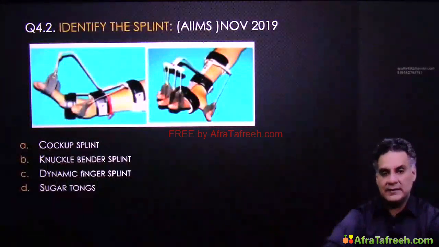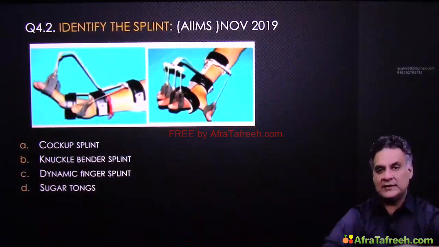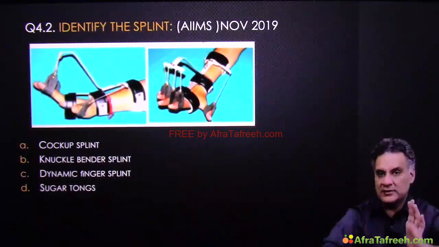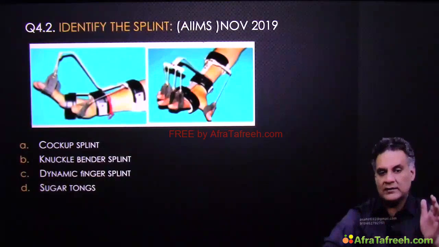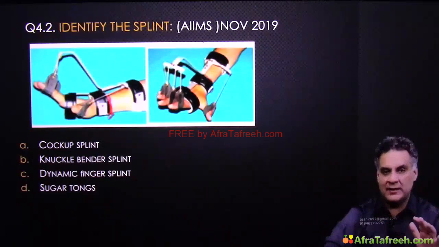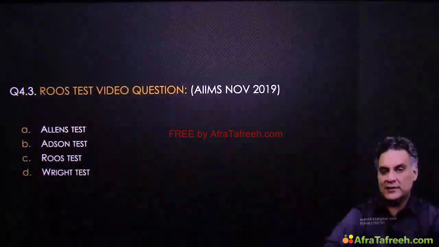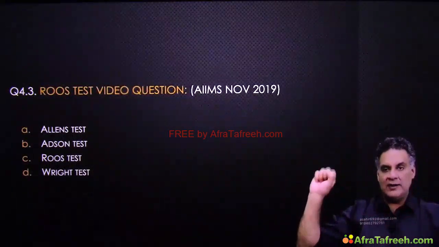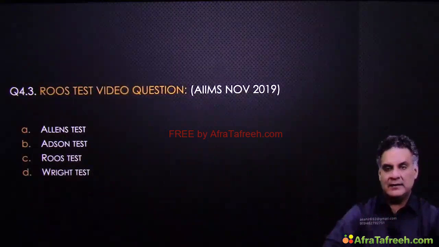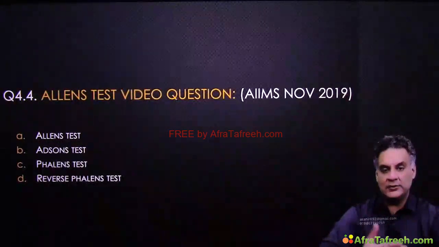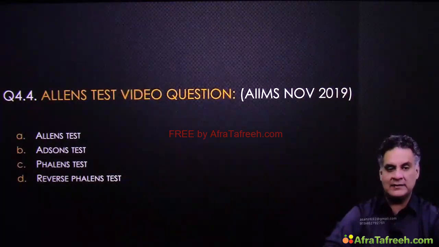Identify the splint. Now this splint is doing extension of the wrist and fingers. So this is a cock-up splint for the radial nerve palsy. Very commonly asked. Roos's test video I told you for thoracic outlet syndrome, that came in last AIIMS. Allen's test video, again I told you, came last year.